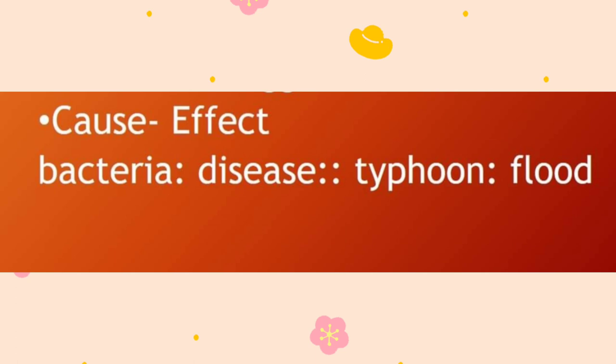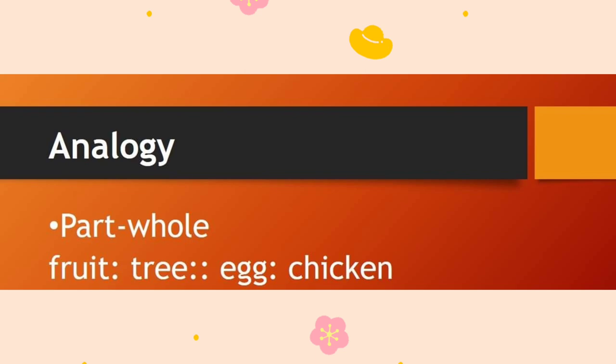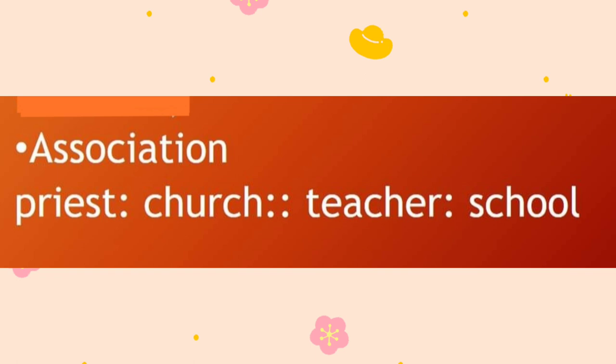Another relationship is part to whole. For example, fruit is to tree as egg is to chicken. Association can also be a relationship in a word analogy. For example, priest is to church, as teacher is to school.